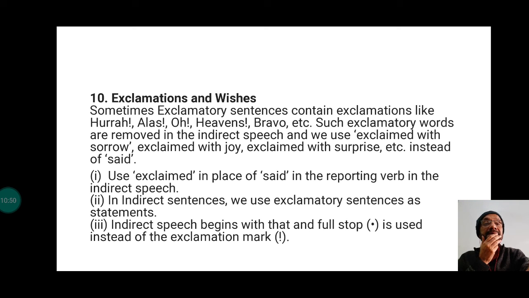Exclamations or wishes. Sometimes exclamatory sentences contain exclamations like hurrah, alas, heavens, bravo, etc. Such exclamatory words are removed in the indirect speech, and we use "exclaimed with sorrow," "exclaimed with joy," "exclaimed with surprise," etc. instead of "said." Why? We have to change it into an assertive sentence. Use "exclaimed" in place of "said." In indirect speech, we use exclamatory sentences as statements. A full stop is used instead of an exclamation mark.